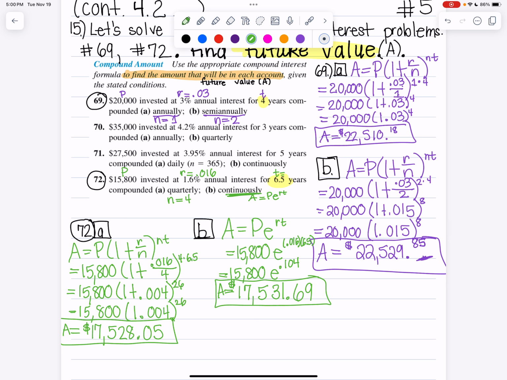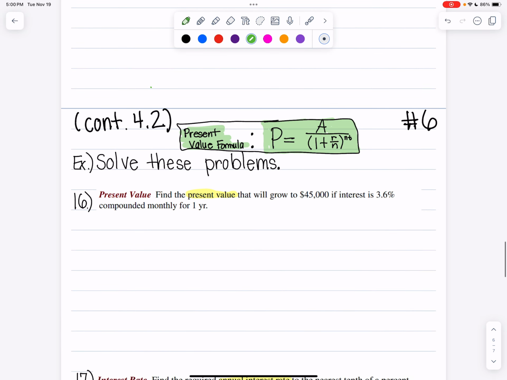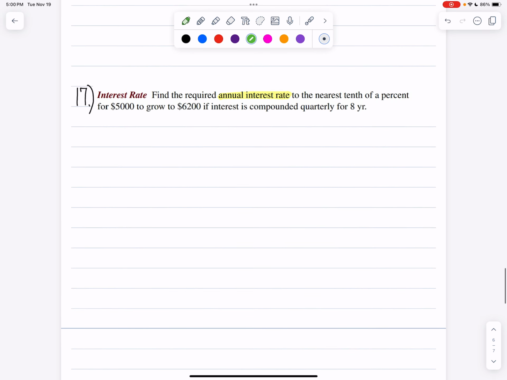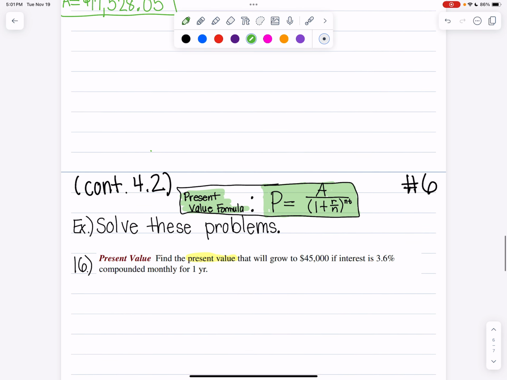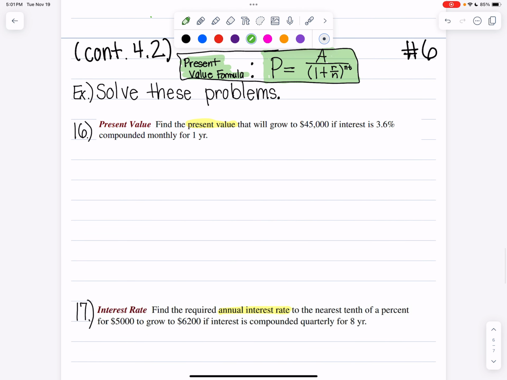Now, let's do 2 more problems here. We're dealing with one with present value, and then one with rate, and then we're done with this, okay? The first one we're doing is with present value, and I have it highlighted. Look what it says. Find the present value that will grow to 45,000. Grow to that. That means that's what the future is going to be. Its interest rate is 3.6%. It compounds monthly for 1 whole year. Okay.